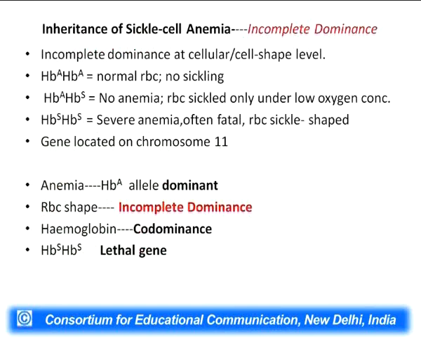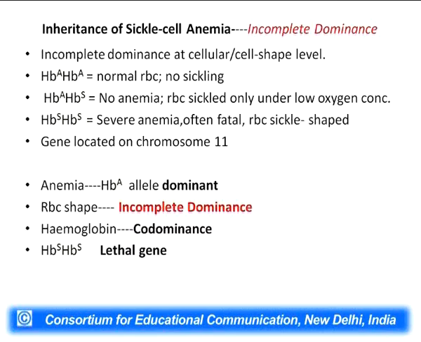Coming to the human beings, as far as the incomplete dominance is concerned, inheritance of a trait of sickle cell anemia is a very, very interesting aspect, because sickle cell anemia is one of the fatal diseases and it is widespread in Africa, and the gene for sickle cell anemia is located on chromosome number 11.